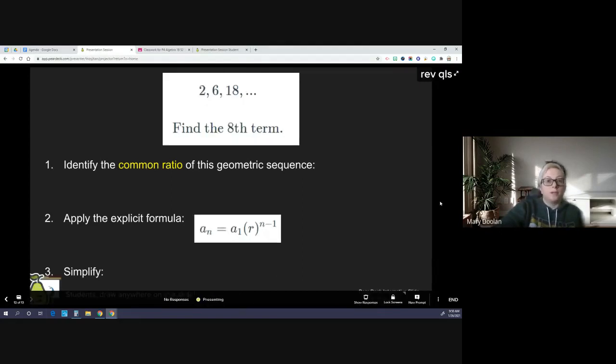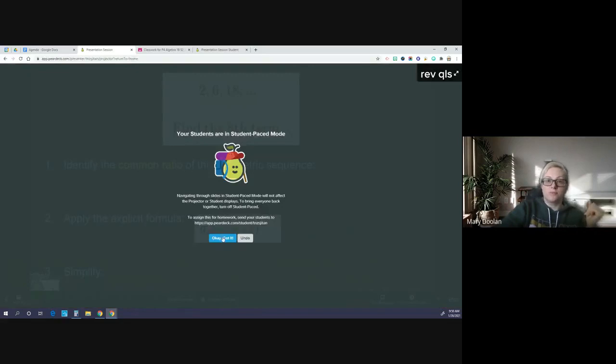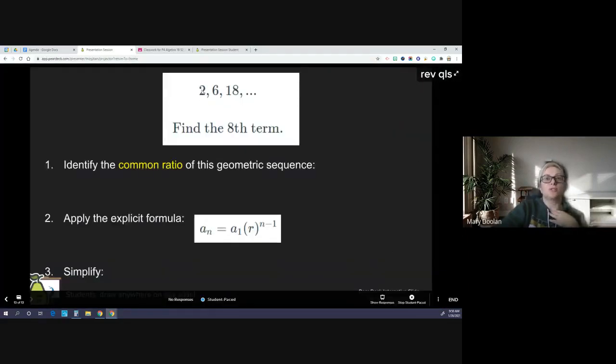Okay. You have one problem left. You have now a sequence of numbers. I intentionally made this one easier than the other ones. We did two of the tougher ones together. I'm going to put this on student paced mode. So here's your sequence, 2, 6, 18. I want you to tell me what the 8th term in the sequence is. Not by multiplying out and finding out what the 8th term is. You can check your work that way, but I want you to be able to use this explicit formula.